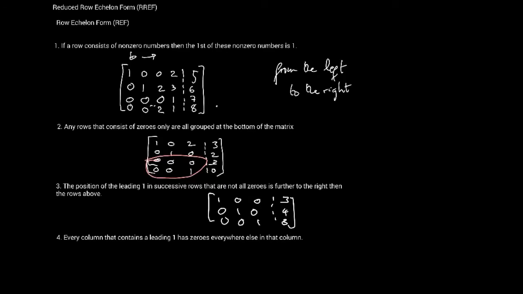Last and final property, and this is the differentiating property. The first three apply to REF. But what differentiates REF and RREF is this final property: every column that contains a leading one has zeros everywhere else in that column. So let's analyze what that means. Let's look at this matrix. The column with the leading one, what's below it? Zeros. The column with the leading one, above it, below it, zeros. The column with the leading one, above it, all zeros. So this would constitute an RREF. This matrix is an example of RREF.